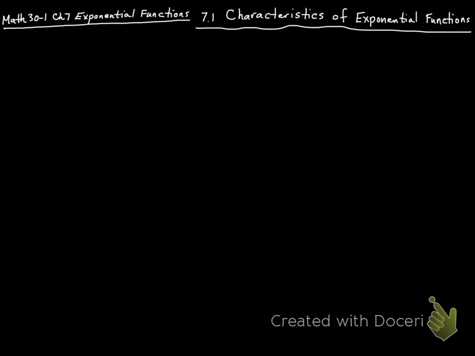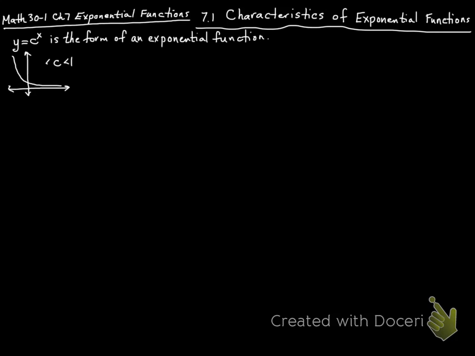Today in Math 30-1, we're going to look at Chapter 7, Exponential Functions. Today's first topic, 7.1, is the characteristics of exponential functions. y = c^x is the form of an exponential function.